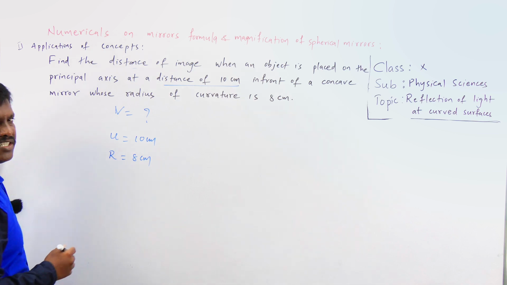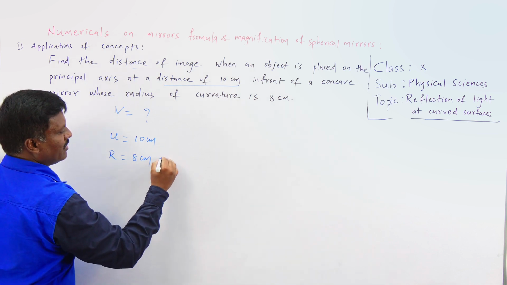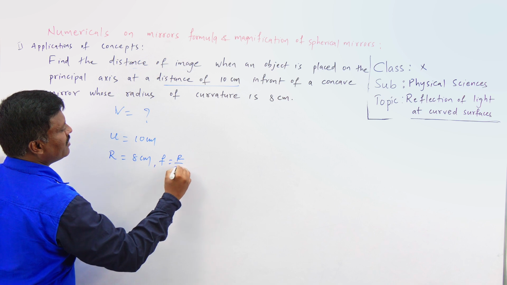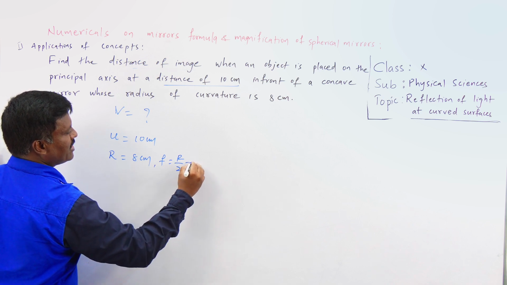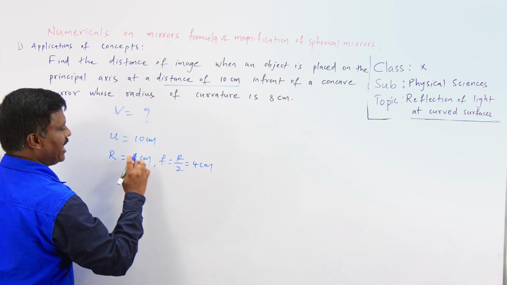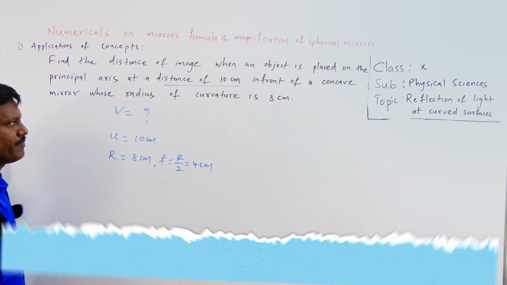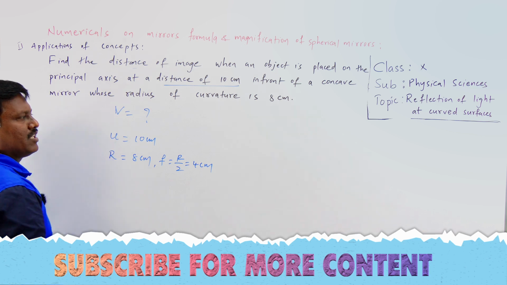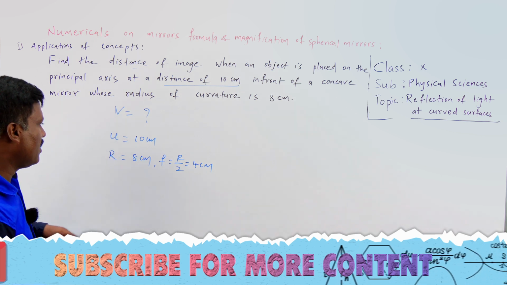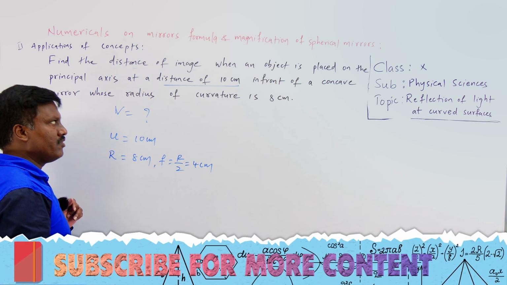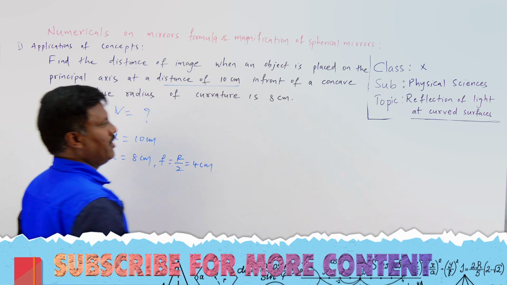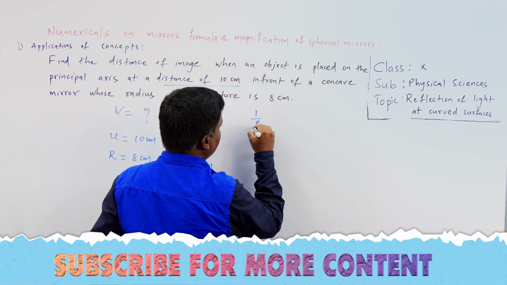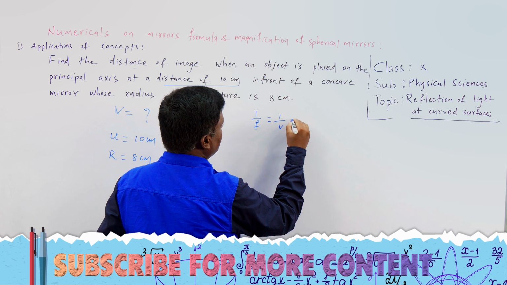When the radius of curvature is given, we have to find the focal length. Focal length is equal to half of the radius of curvature. So that is equal to 8 by 2, 4 centimeters. So we have the u value, the r value, and we have to calculate the v value. So what formula do we use? We use the formula 1 by f is equal to 1 by v plus 1 by u.